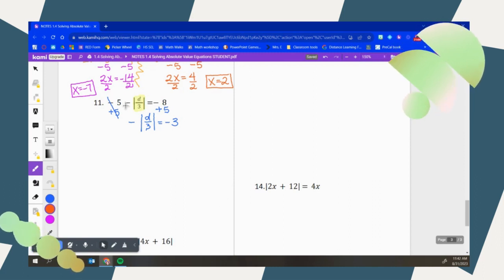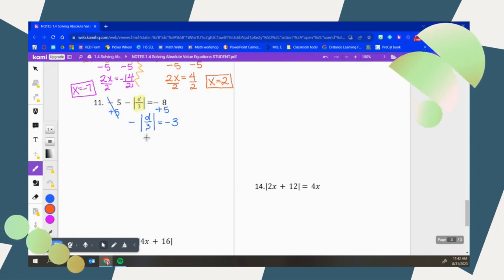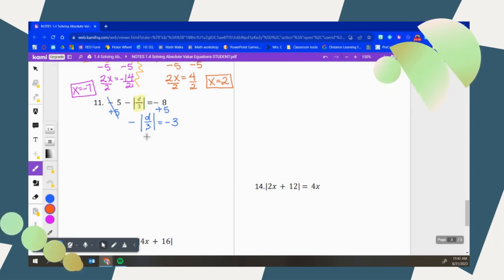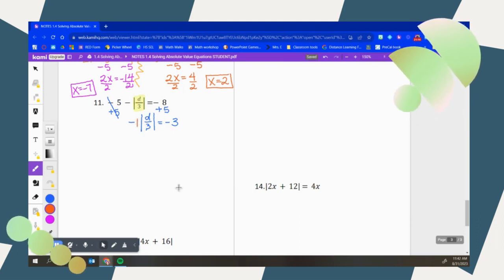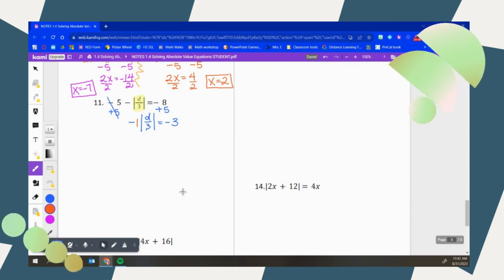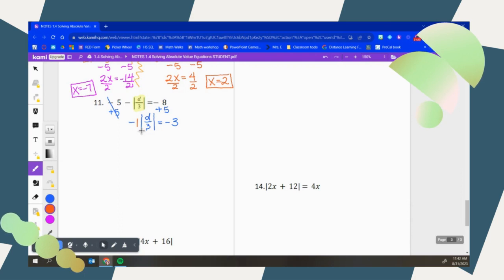Okay. What is that number? If there's not a number there, what's it understood to be? It is understood to be a 1. All right, so that's like multiplying this absolute value by a negative 1. Well, how do I undo multiply by a negative 1? We would want to divide. So we're going to divide by a negative 1, divide by a negative 1.